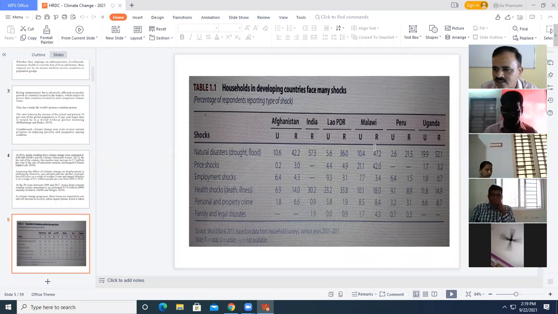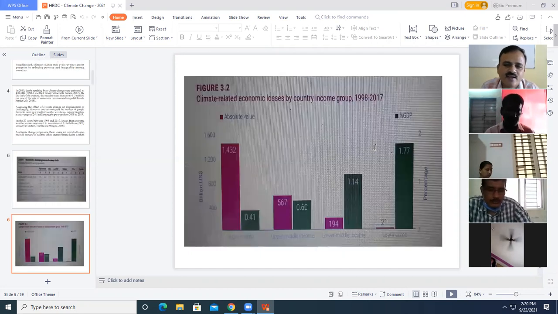the highest number of households opined that it was a natural disaster. And even if you observe across these selected 6 countries, the highest is in India, where 57.3% of the households opined that it is natural disasters. So that shows the severity of climate change or global warming.